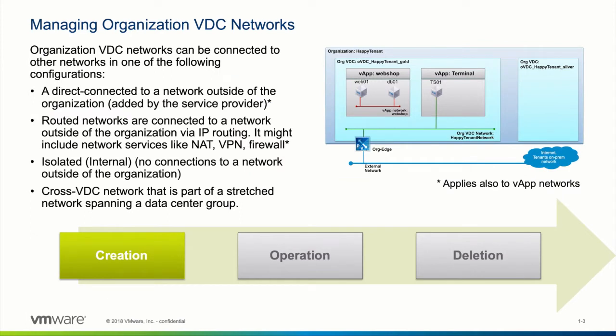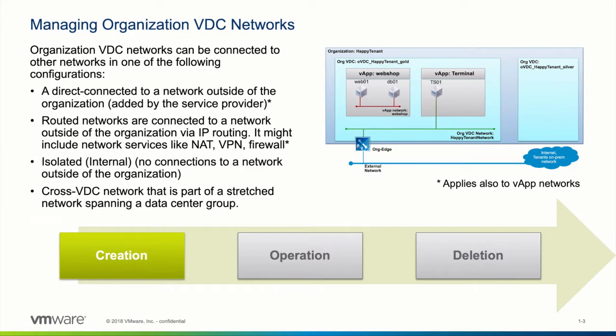Organization VDC networks can be configured and integrated with other vCloud Director networks. The org VDC network can directly connect to a network outside of the organization, for example with a specific VLAN at the service provider's site. Important, this feature requires a configuration by the service provider.